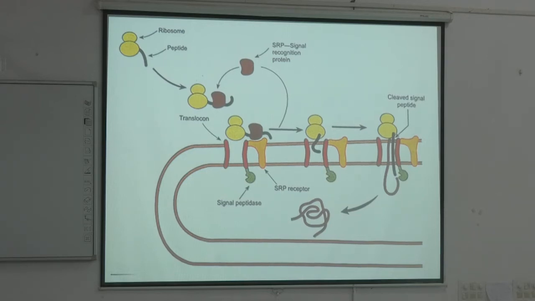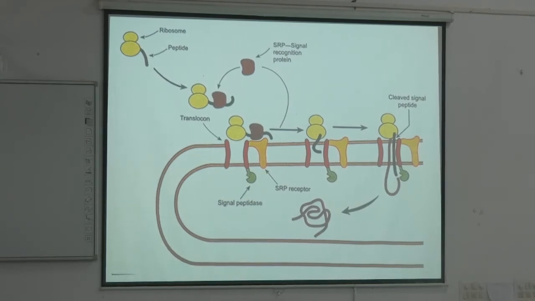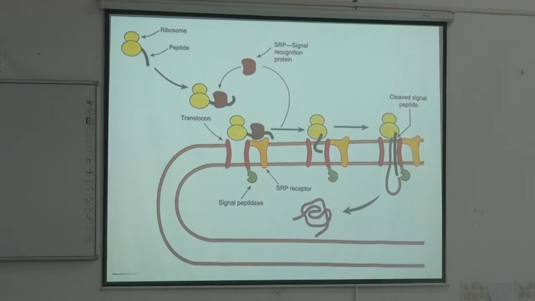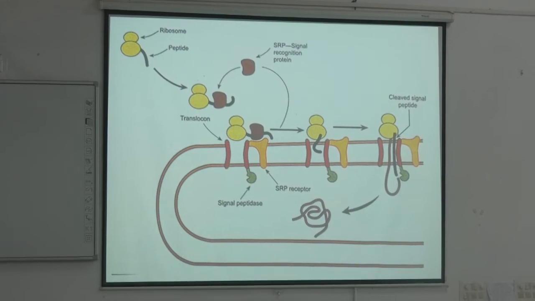Very good. Now it is on the SRP complex. Next, the protein enters into the cell. Which cell? The endoplasmic reticulum. Yes, it will enter inside the endoplasmic reticulum. This is your endoplasmic reticulum. The signal peptide enters the endoplasmic reticulum along with your protein.